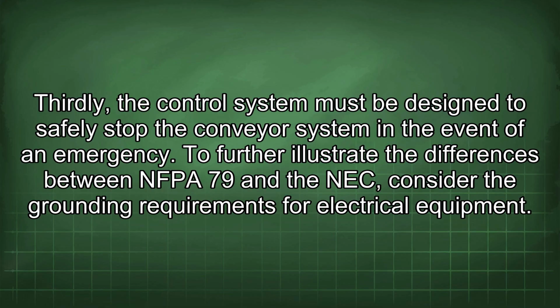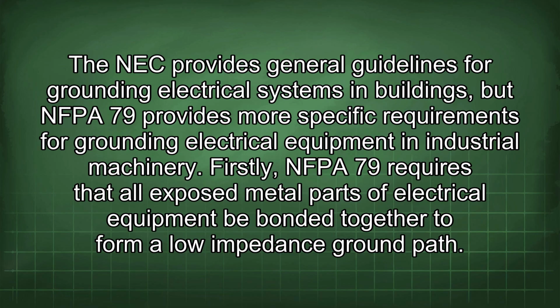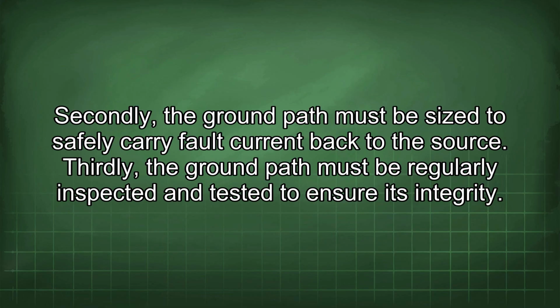To further illustrate the differences between NFPA 79 and the NEC, consider the grounding requirements for electrical equipment. The NEC provides general guidelines for grounding electrical systems in buildings, but NFPA 79 provides more specific requirements for grounding electrical equipment in industrial machinery. Firstly, NFPA 79 requires that all exposed metal parts of electrical equipment be bonded together to form a low-impedance ground path. Secondly, the ground path must be sized to safely carry fault current back to the source. Thirdly, the ground path must be regularly inspected and tested to ensure its integrity.